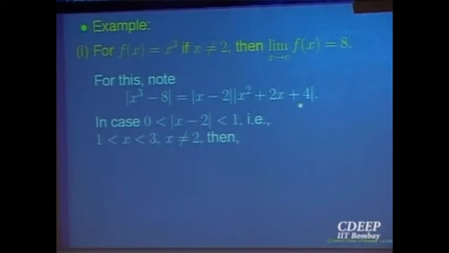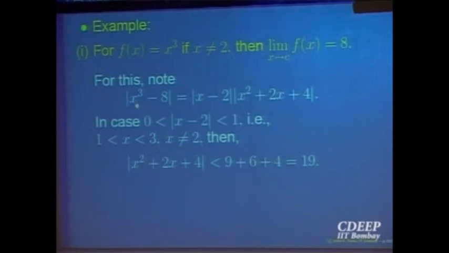Use it. Now, supposing my x is going to be close to 2 by a distance at the most 1. Then I can estimate this quantity also. If |x minus 2| is less than 1, then where is x going to be? Between 1 and 3. So the maximum value of x is going to be 3. So what is the value of x square plus 2x plus 4? x square is less than 9, 2x is less than 6, plus 4, so that is 19.